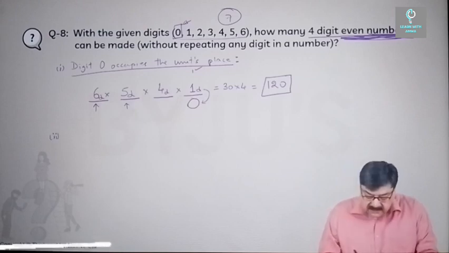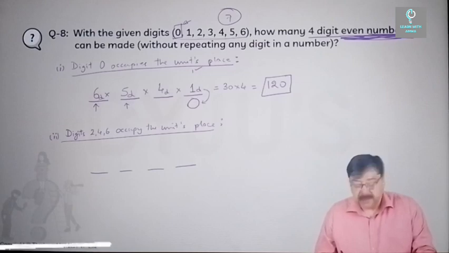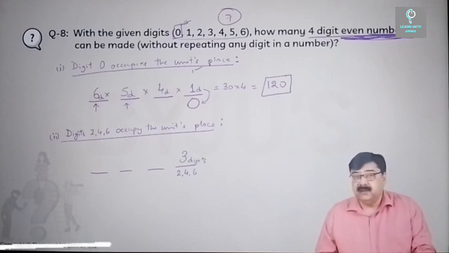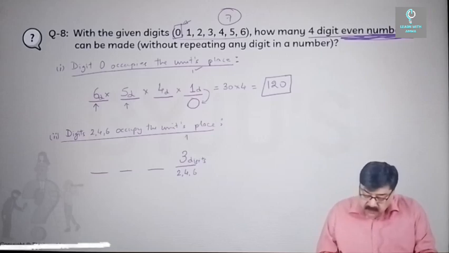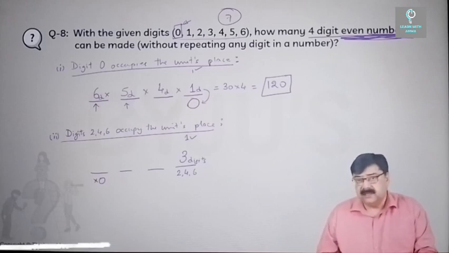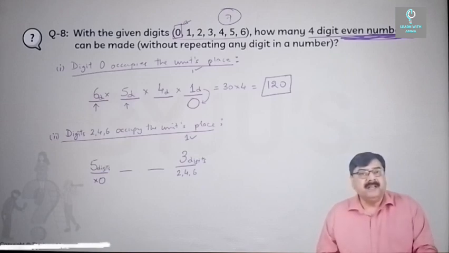Let's take another case. Digits 2, 4 or 6 occupy the units place. Now for the units place, we have 3 options, which are those: digit 2, digit 4 or digit 6. So hence 3 digits available to us as an option here to fill up the units place. So one out of those will be utilized here. Now again we know that 0 cannot occupy the thousands place. So 0 is gone. 1 digit occupies the units place. 2 digits gone. So hence we have provision of only 5 digits, out of which one will occupy the thousands place.